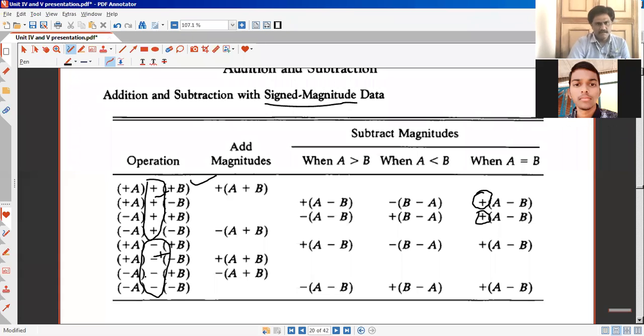Same way here, both signs are different. Here negative and here positive. Then here also the answer will be minus, the minus is common, and the center will have plus. Minus of A plus B. If signs are different in subtraction, then we will be doing the addition.